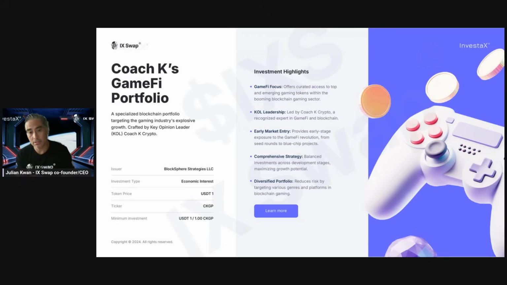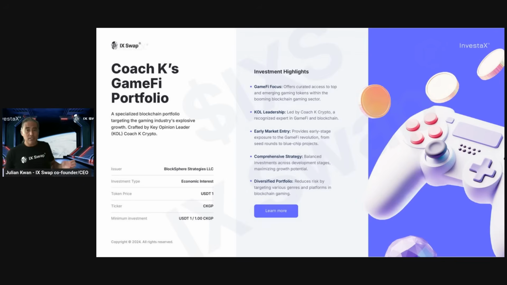This was the tokenized fund, the investment vehicle. We got Coach K, who's a well-known crypto trader influencer. He's also an investor in the business, and in partnership with him, we tokenized the vehicle very fast, very low cost, very quickly, and people could come on IXSwap and anyone could buy one USDT to be part of their very first VC fund. It was incredible. We got 380 investors in 500,000 USDT in just a couple of days, and then we created a liquidity pool.